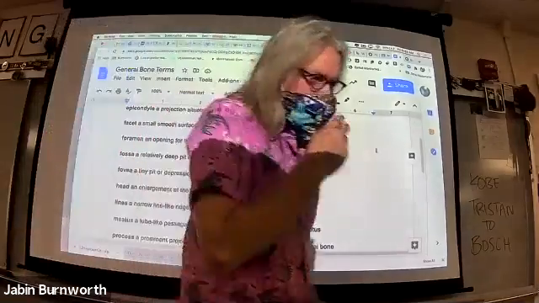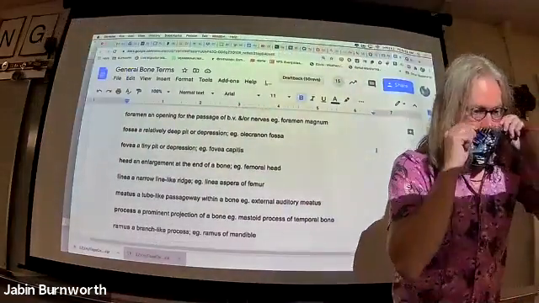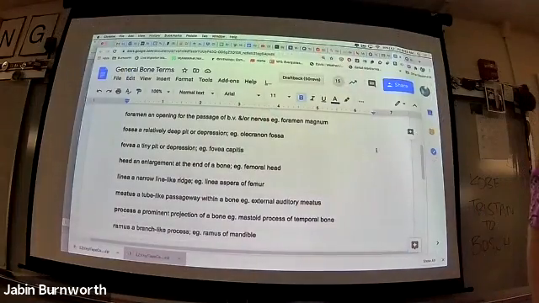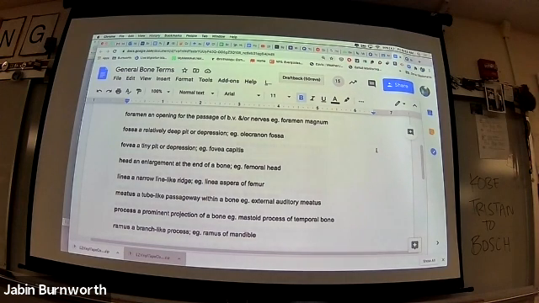Okay, let's go down to the next one. Fossa is a relatively deep pit or depression. In the humerus, there's the olecranon fossa. Can you hold up your olecranon fossa and show everybody? That's the humerus. That's the olecranon fossa. And here's why that's important. The olecranon fossa is where your elbow goes into. So this is the humerus, there's the fossa. Here is the olecranon process of the ulna, and those articulate together.